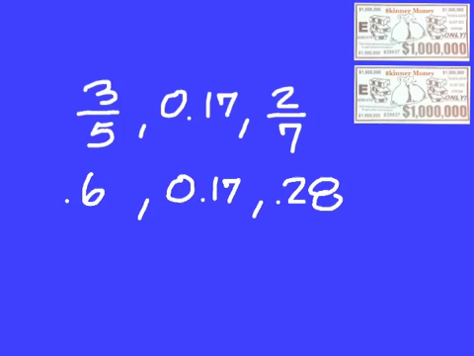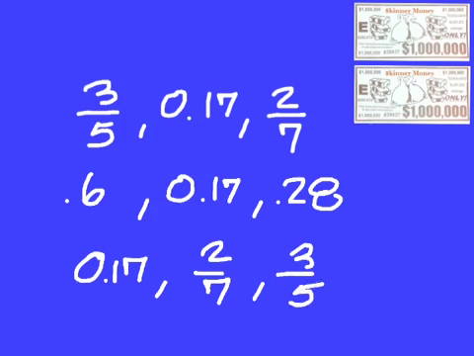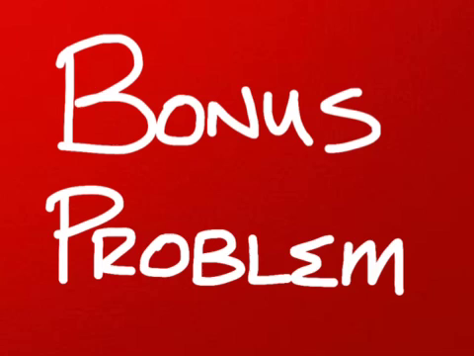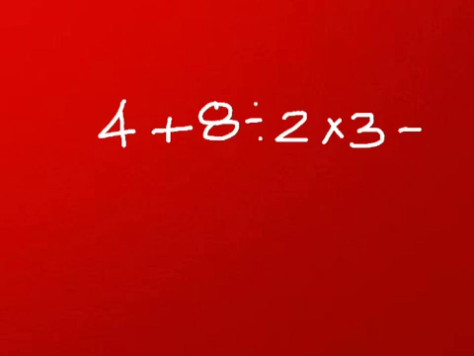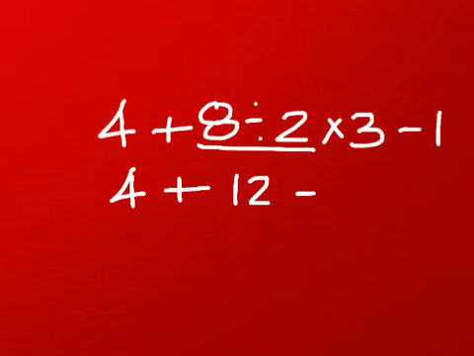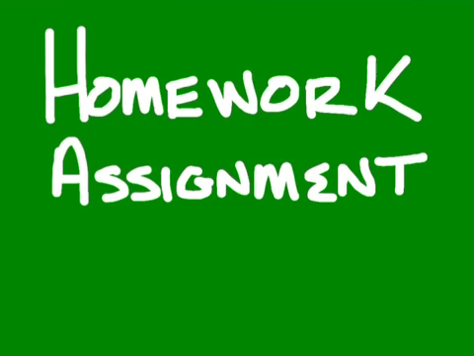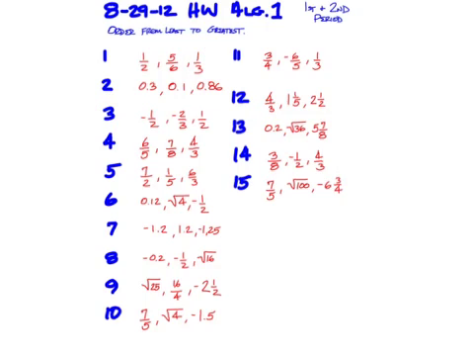So now the lowest one is going to be 0.17. The next highest one is 2 over 7. And then the highest one is 3 over 5. Bonus problem. 4 plus 8 divided by 2 times 3 minus 1. For the bonus, 4 plus, and then do the 8 divided by 2 to get 4, and then times 3 to get 12. 16 minus 1 is 15. Homework assignment is up next.